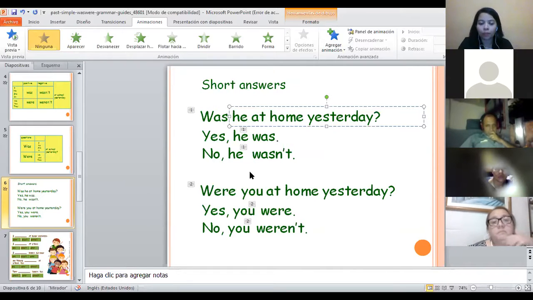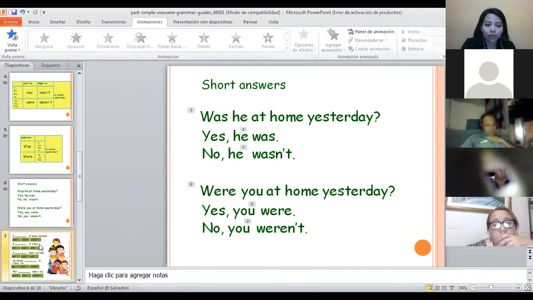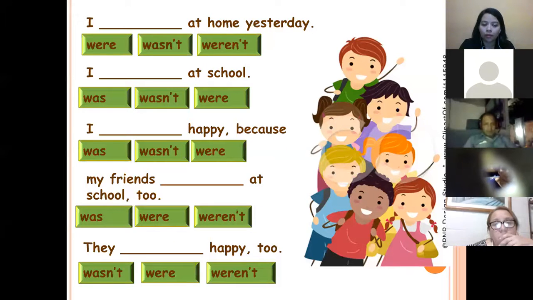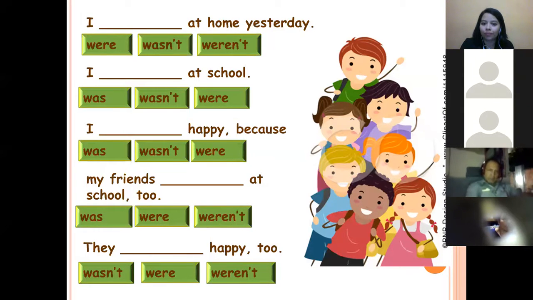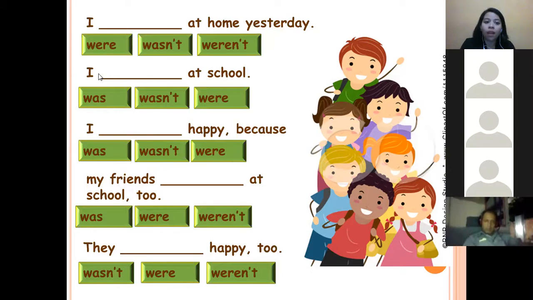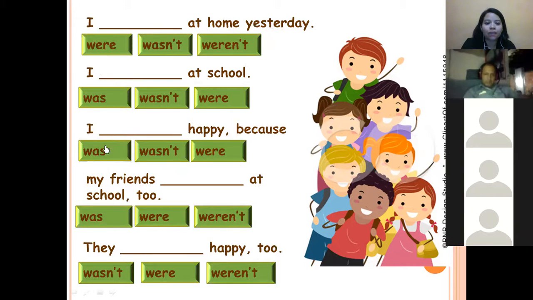Before moving, okay, before going into the speaking part, I want you to take a look at this exercise we have right here, okay? To review everything we have studied. Take a look at this one, for example. I were, I wasn't, or I wearing. What do you think? Which one is the correct one? I at home. First of all, with I, ¿qué puedo usar? What can I use? Wasn't. Exactly. I wasn't. Very good. What about this one? I was, I wasn't, or I were at school. Here, there are two possibilities. ¿Qué puedo usar? What can I use? Was. Or was. I was at school, or I was at school. Exactly. Very good. Take a look at this. I was, or I wasn't, or I were happy. Which of them is correct?